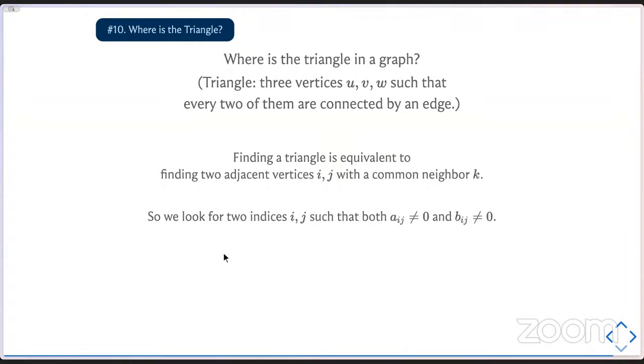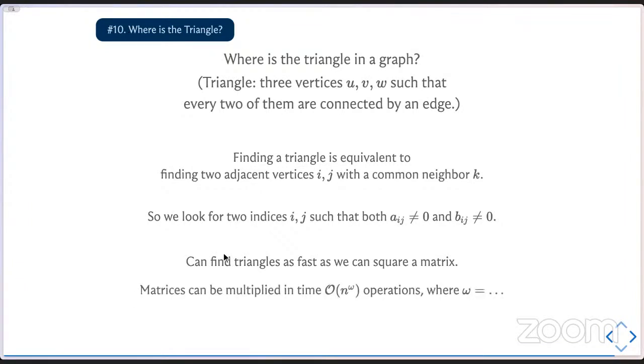All right, perfect. That's essentially the heart of the main point being made in this miniature. And so you can find triangles as fast as you can square matrices. So there is the question of, how fast can you multiply two matrices? And this is a very, very fundamental question in algorithms. And there are lots of people who have worked on this for a very long time.